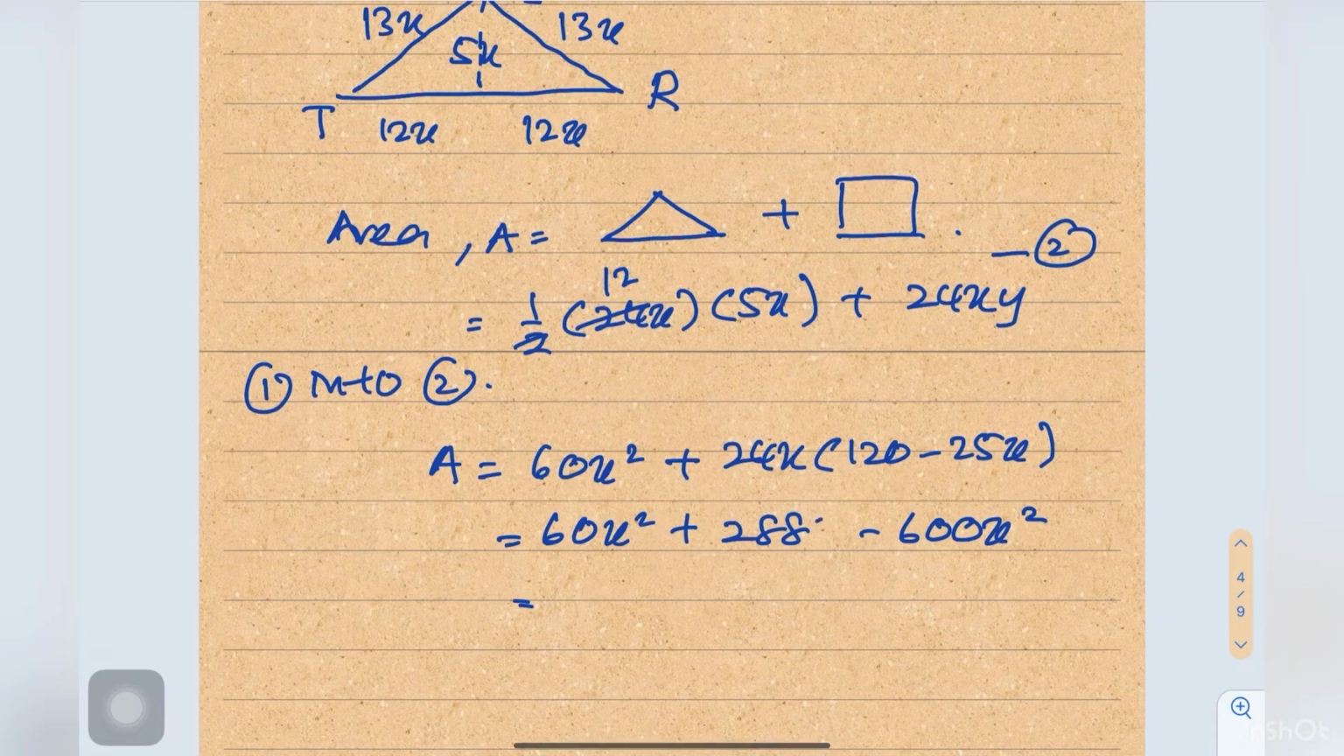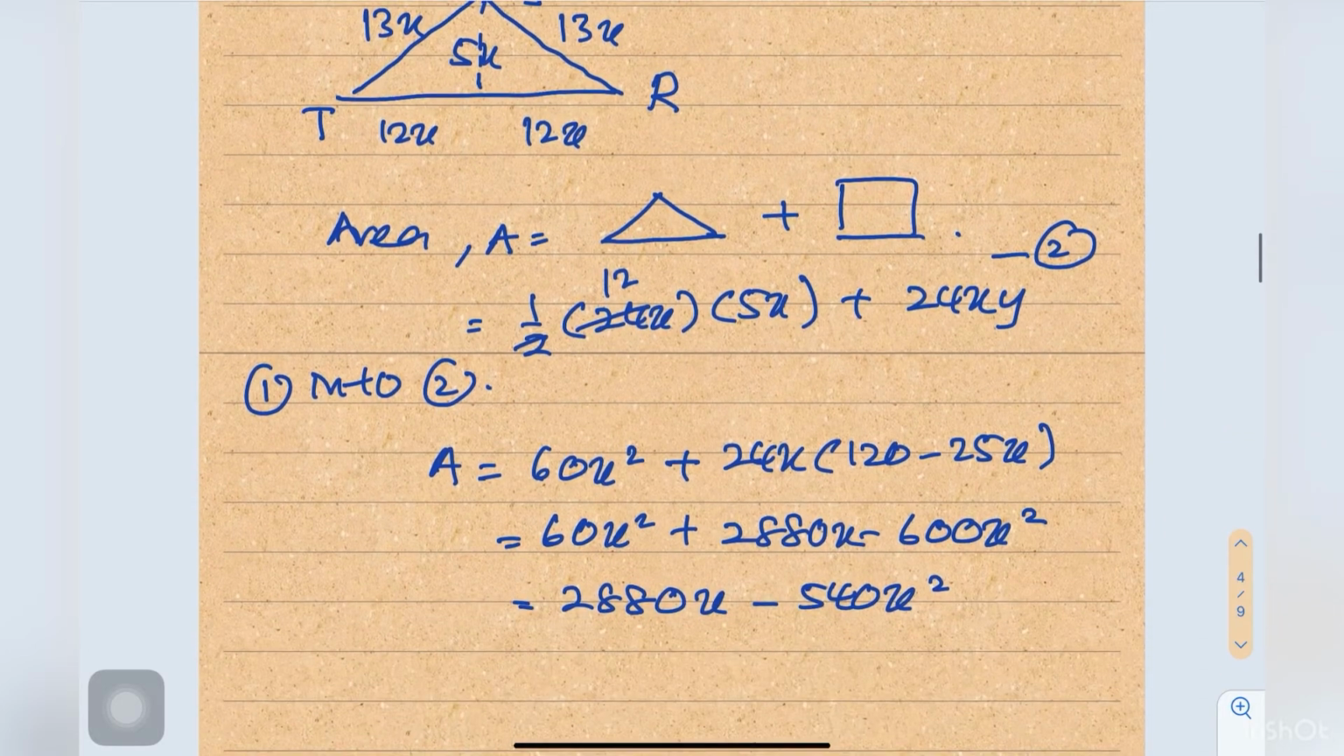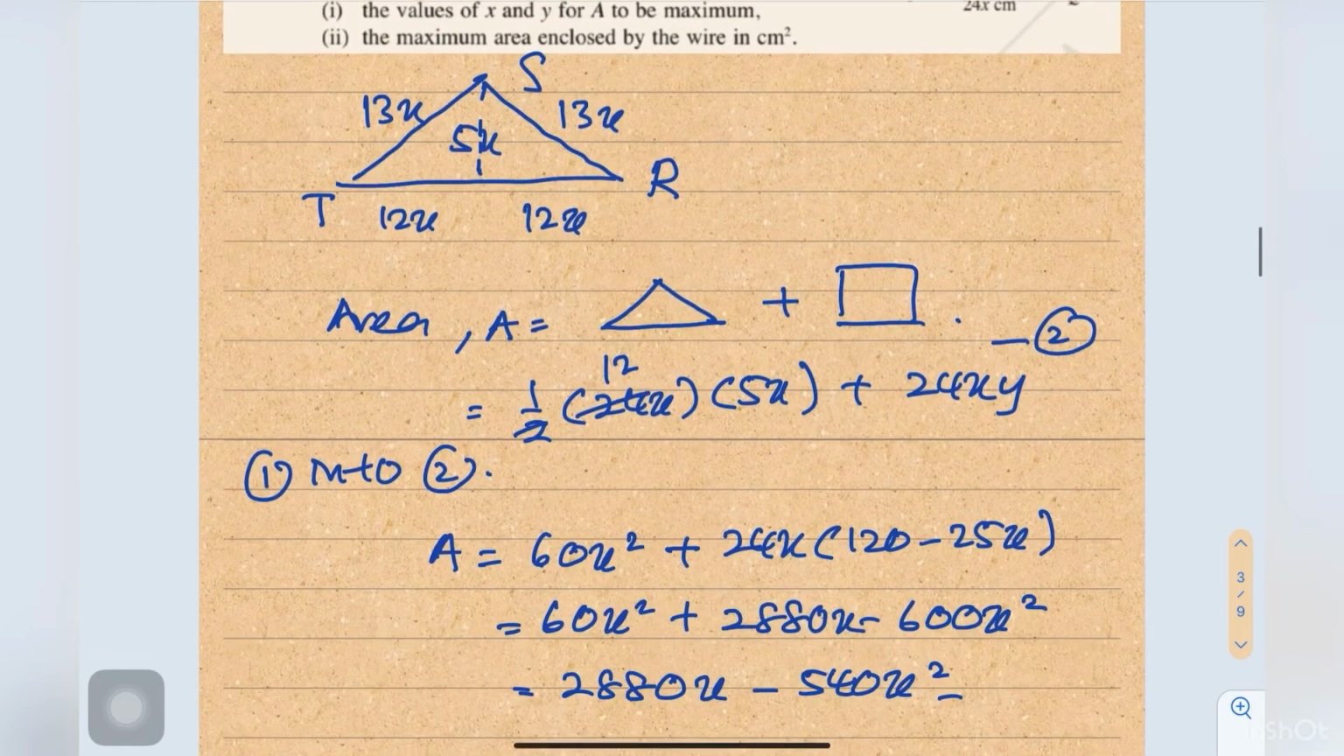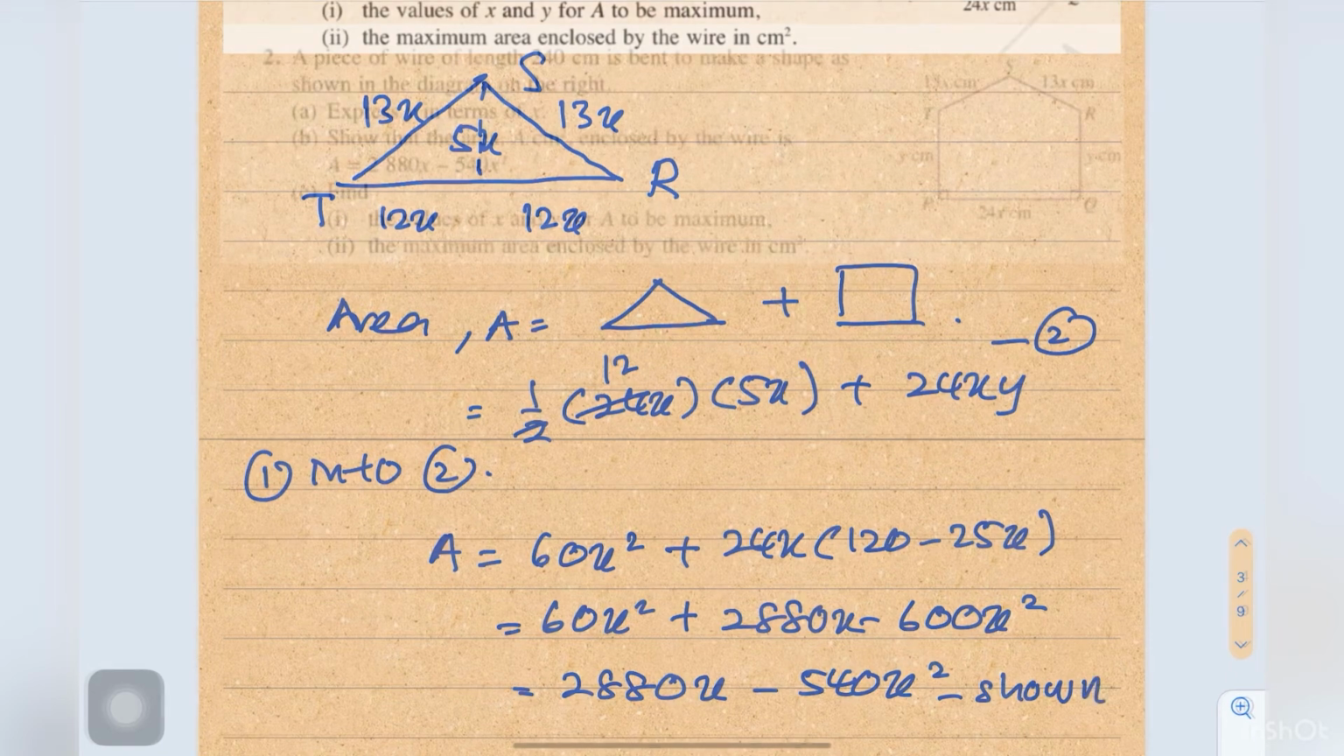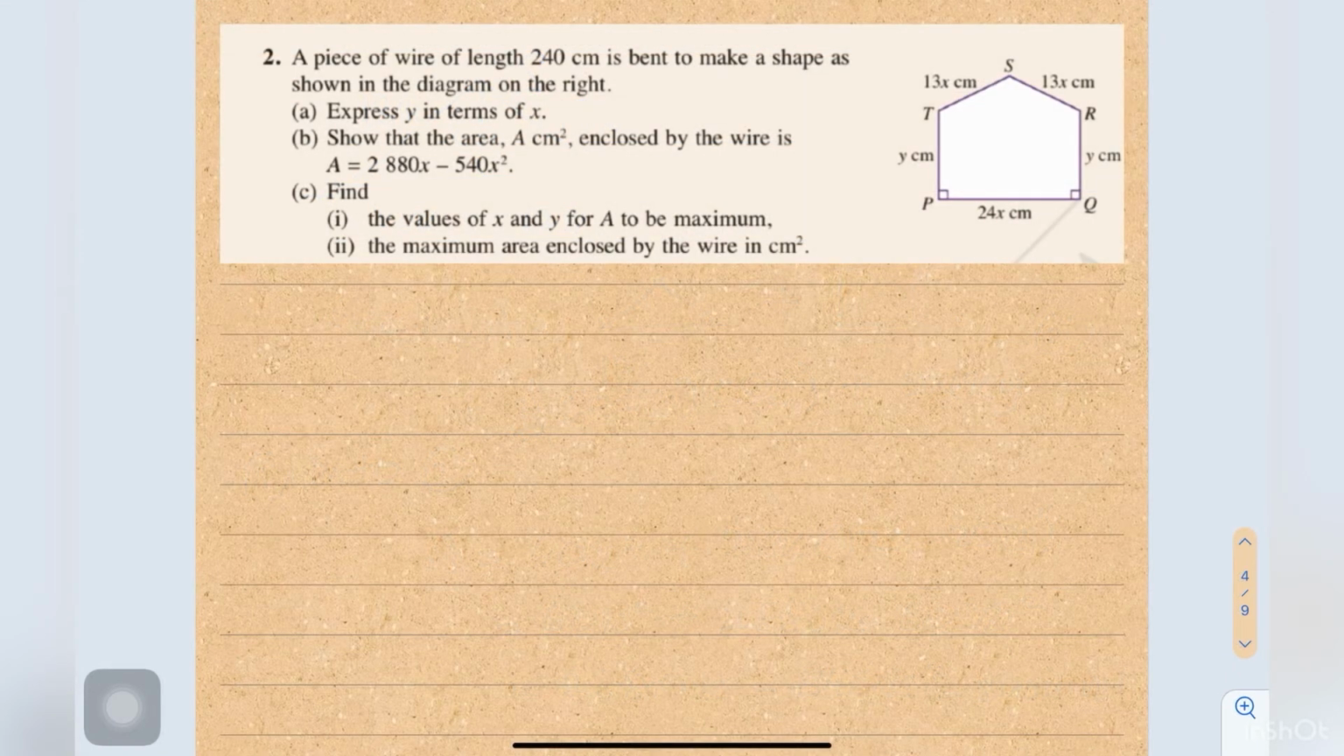Okay, 0x. Okay, so then we get 2880x minus 540x squared. Okay, so same. Okay, so therefore shown. Then to C, find the values of x and y for A to be maximum. Okay, so the word maximum. So then you have to differentiate and equate to 0.